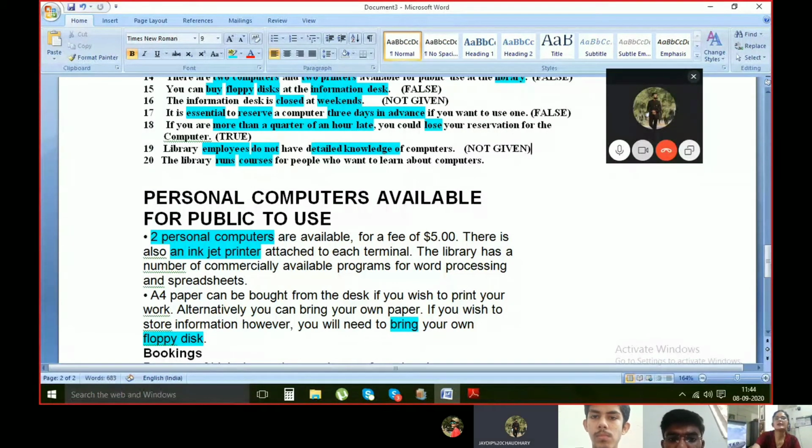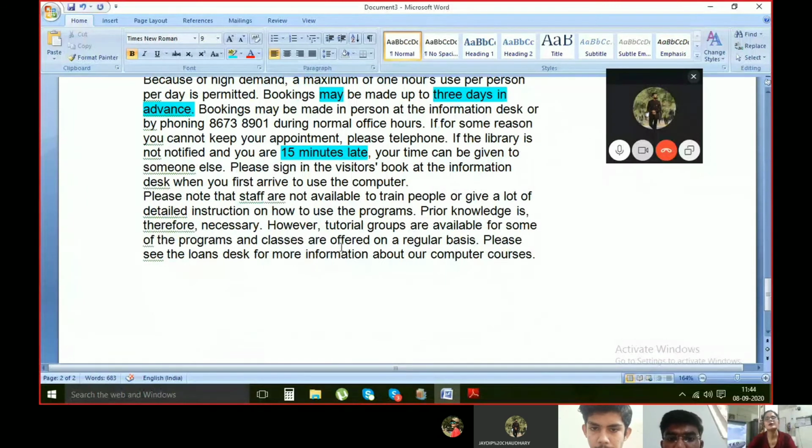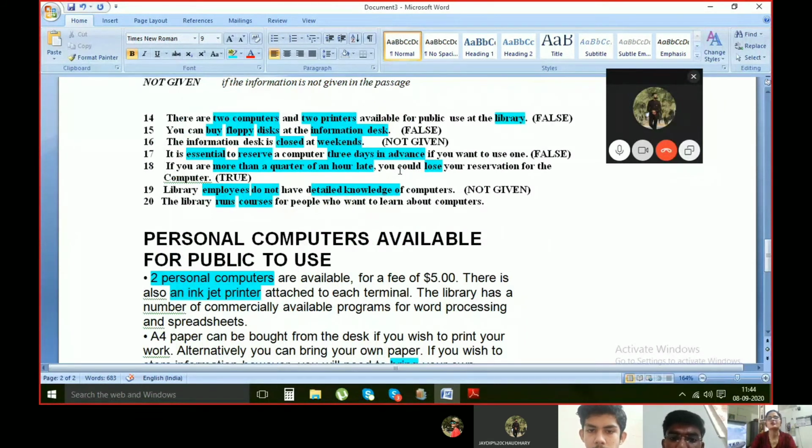And last one. Library is running the computer courses for people. Now is it written? Yeah, at the last line, see, about our computer courses. The classes are going on. So computer courses are available for people to learn. So the answer is true. Now, in this manner, we have finished our true, false, not given.